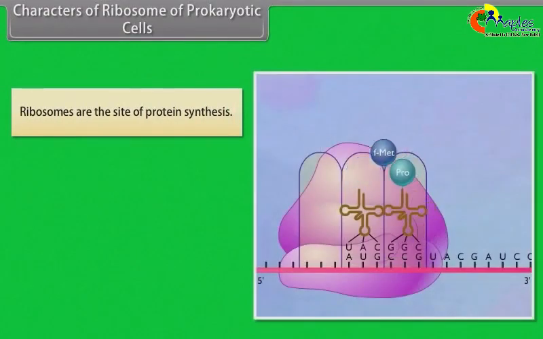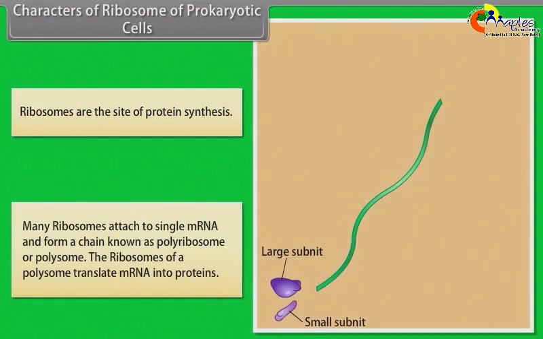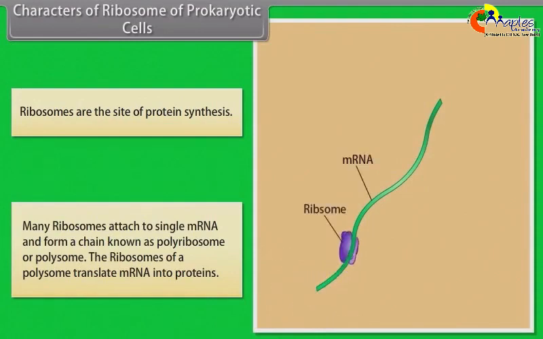Ribosomes are the site of protein synthesis. Many ribosomes attach to a single mRNA and form a chain known as polyribosome or polysome. The ribosomes of a polysome translate mRNA into proteins.